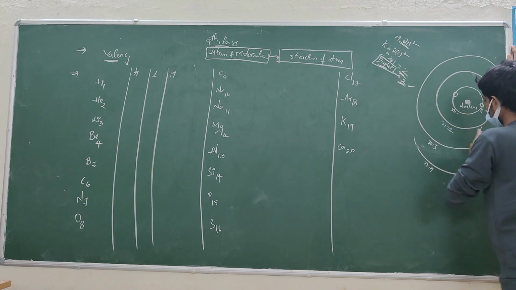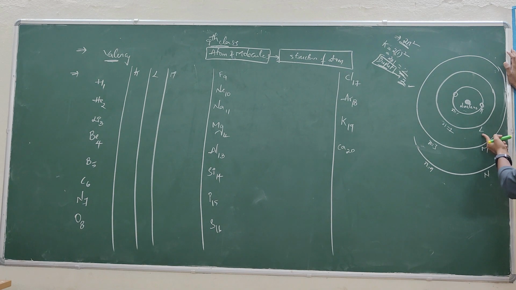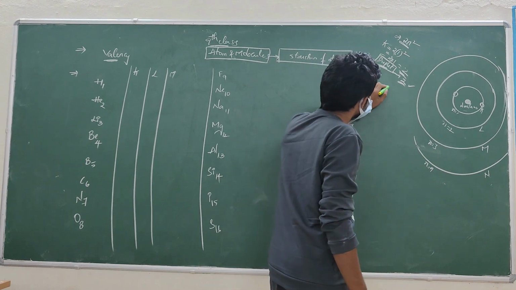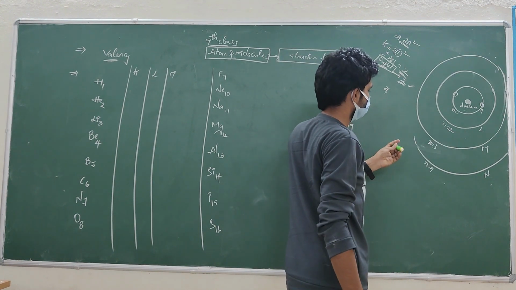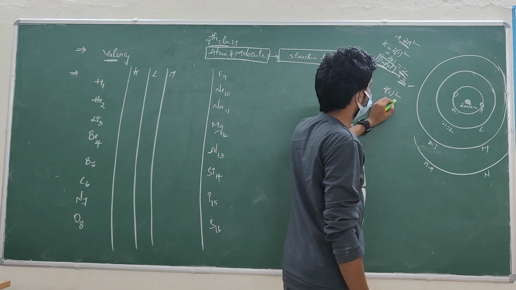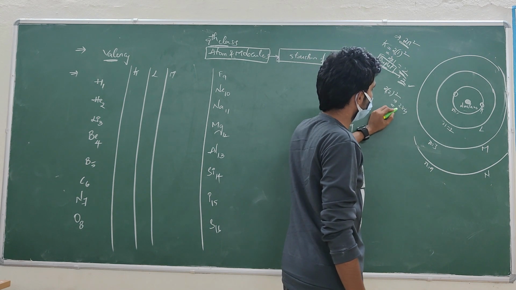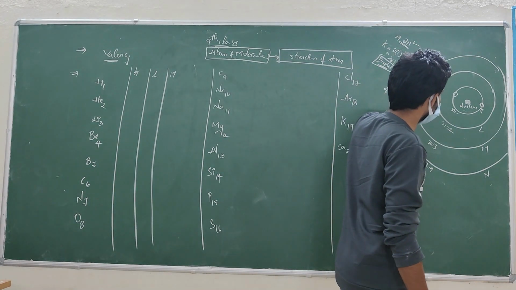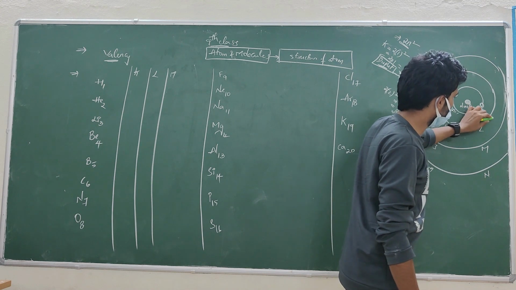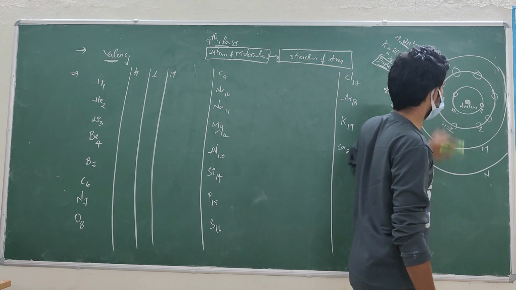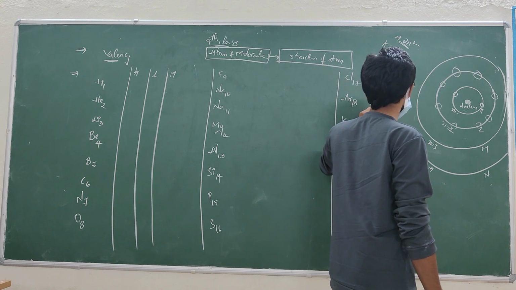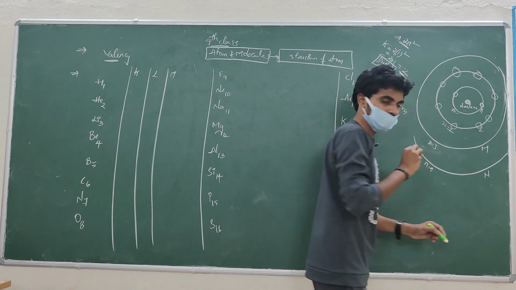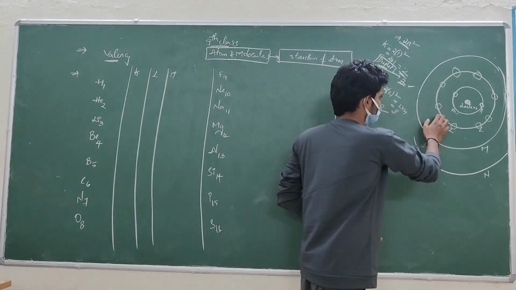Next, n is equal to 2, the L shell. Substitute n equals 2 here: 2 into 2 square. 2 square is 4, 4 2s are 8. So the L shell contains how many electrons? 8 electrons, right? Let's put 8 electrons here: 1, 2, 3, 4, 5, 6, 7, 8. So 8 electrons get filled in the L orbit. If I want to put one more electron in the L shell, it doesn't fit, because its highest capacity is 8 electrons.